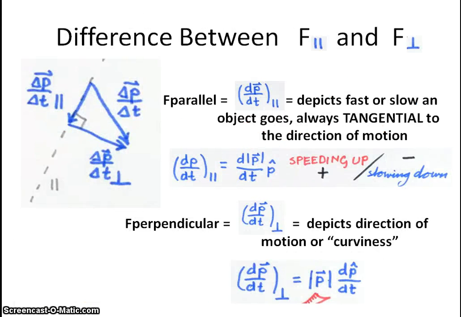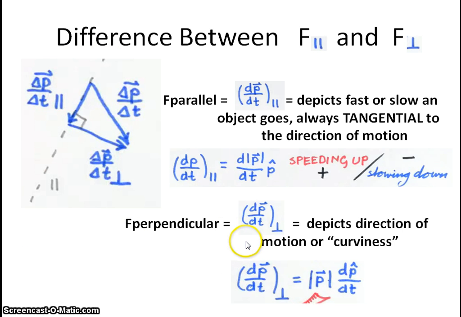In order to then decompose F-net, we have to understand what F parallel and F perpendicular are. So F parallel, which is also dp dt parallel, depicts how fast or slow an object goes, which is always tangential to the direction of motion. So this depicts a speeding up or slowing down based on d of the magnitude of p over dt, and the tangential part is multiplied by the p hat right here. So that shows the tangential part, and this is going in the direction of motion.